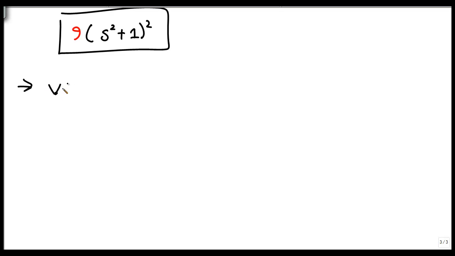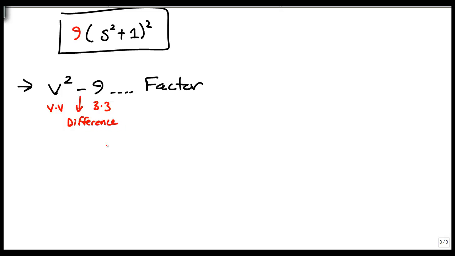Let's look at v squared minus 9, and our rules are here to factor. So v squared is called a perfect square because v times v is v squared. 9 is called a perfect square because 3 times 3 is 9. And a minus sign is not addition, it's subtraction. It's called the difference. So you can see that what we have here is the difference of perfect squares.